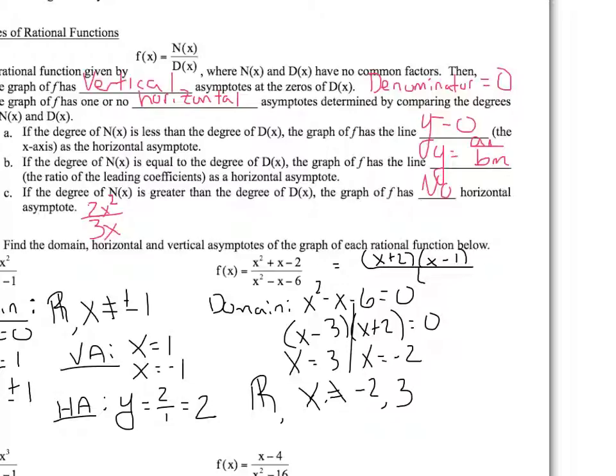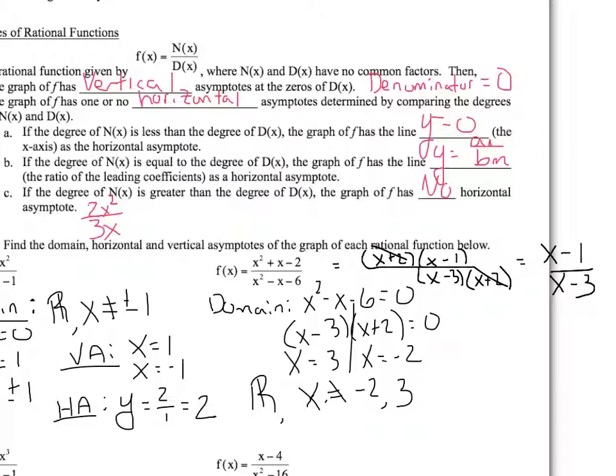The denominator factors to x minus 3, x plus 2. I see I have x plus 2's in common, so I cross them out, and I'm really left with x minus 1, x minus 3. So when I get to my vertical asymptotes, I'm just going to be looking at the x minus 1, x minus 3.